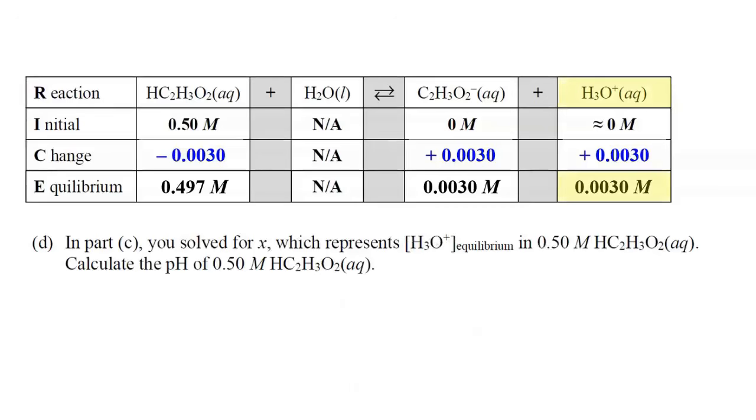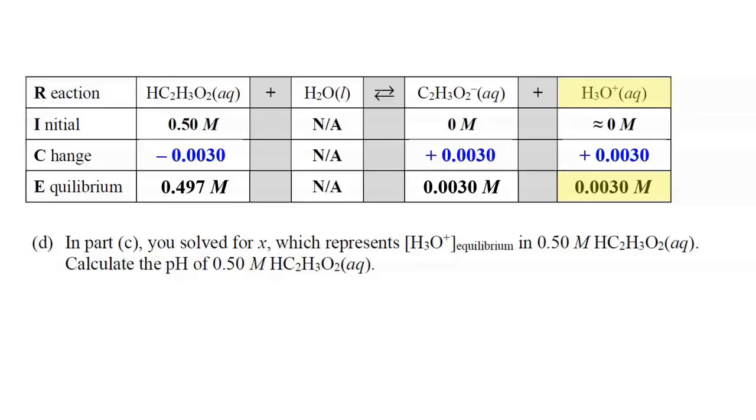So in part D, it says the following. In part C, you solved for X, which represents the concentration of the hydronium ion at equilibrium in 0.50 molar acetic acid.